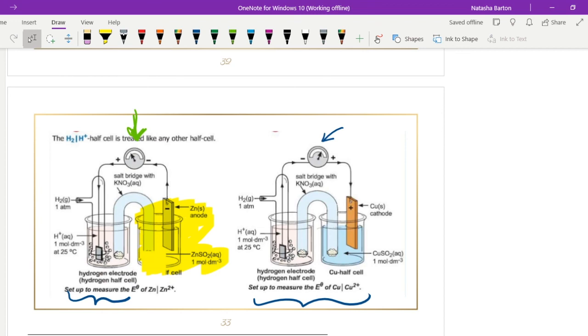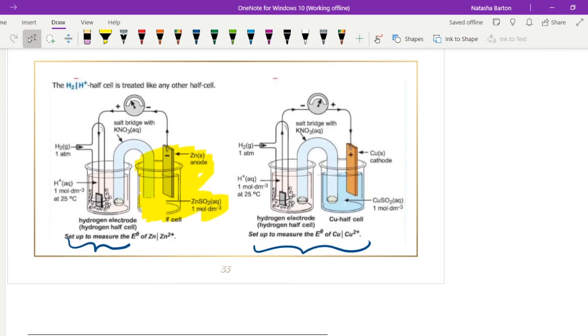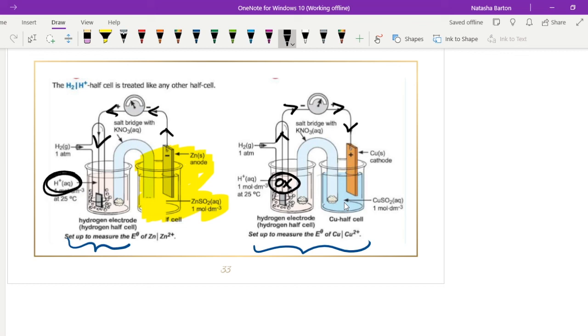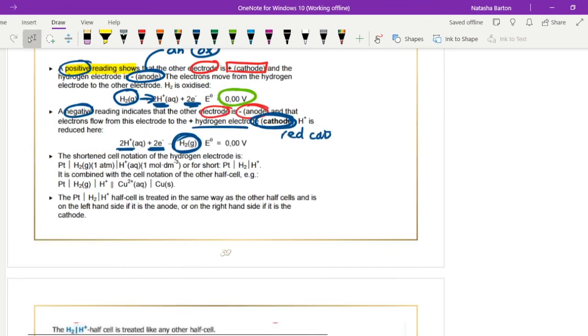Another way of seeing this, other than the positive or negative values, is if we have electrons exiting, moving away from the hydrogen half cell, then of course it means that oxidation must be taking place. Our hydrogen gas must be losing electrons. And if you see electrons are moving towards the hydrogen half cell, then it means that our ions must be gaining those electrons to form hydrogen gas. So that's another way of looking at it.